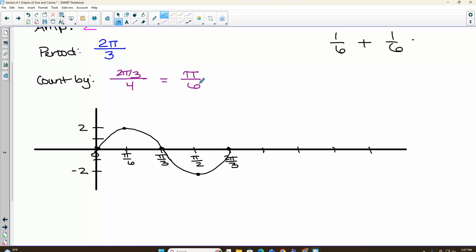So use the calculator if you need to. 2/3 plus 1/6, and we get 5 pi over 6. Plus 1 over 6 would be 7 pi over 6. Plus 1 over 6 would be 8 pi over 6 or 4 pi over 3.